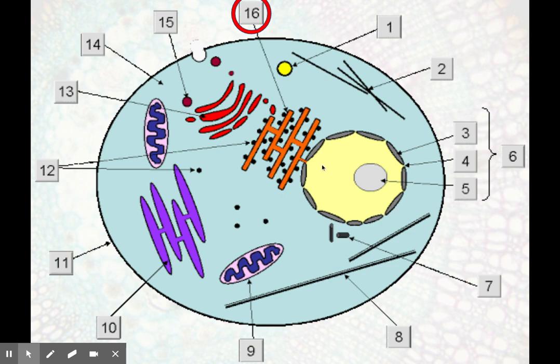This diagram has the ER. This one looks like the rough ER, and it's right next to the nucleus where it belongs. But this diagram is missing the smooth ER. Not sure why. Maybe this is it over here, and if it is, it's a terrible diagram because it should be over here next to the nucleus. So not all diagrams you are going to see are going to be fantastic. Your job is to kind of critique them.